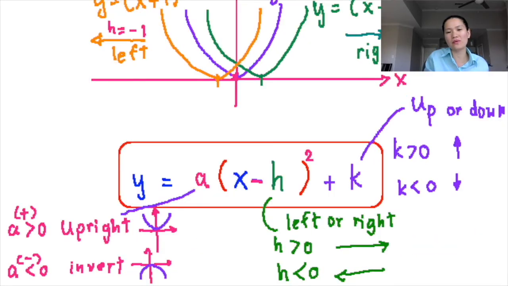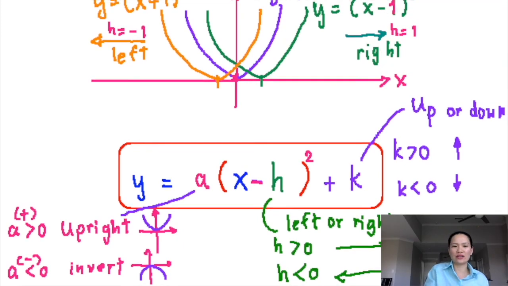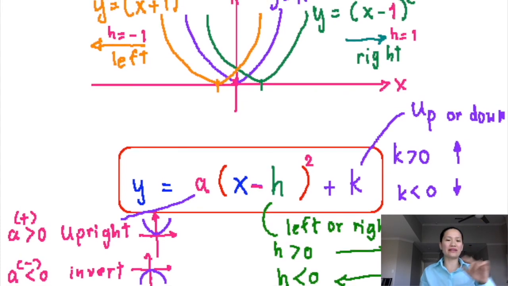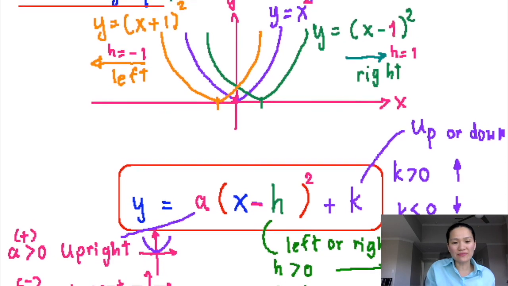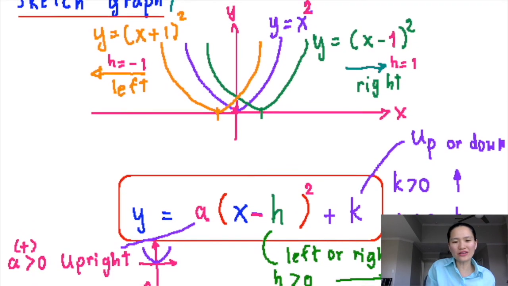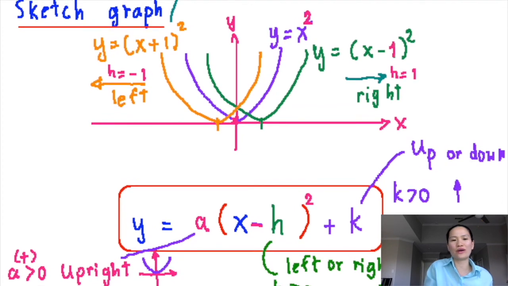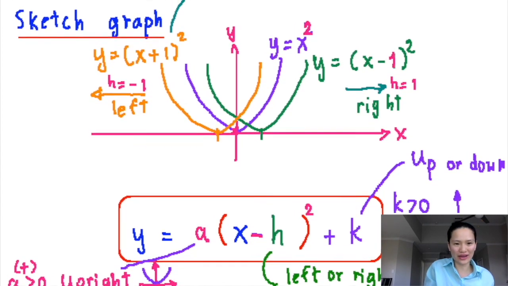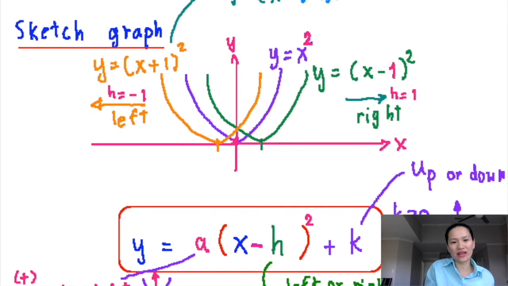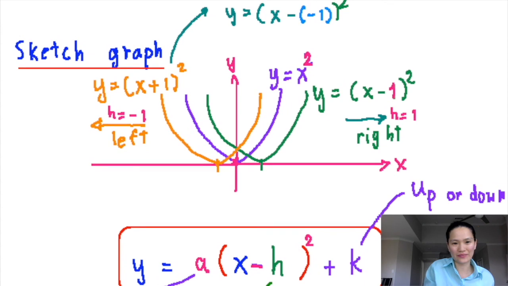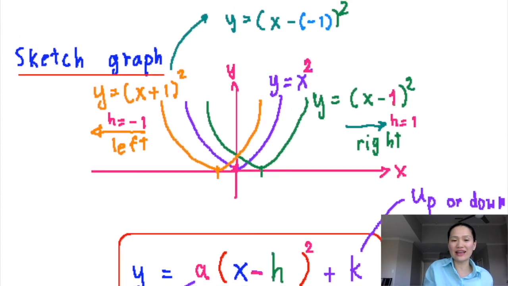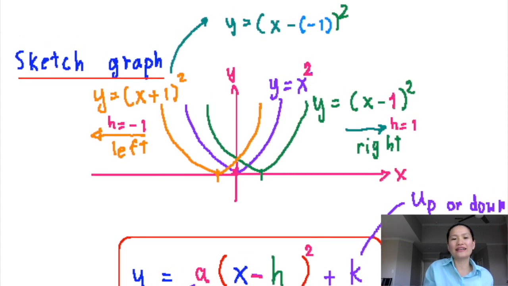Now the purple line here, y equals x squared, shifts right 1 unit. Look at another equation, y equals (x plus 1) squared. You can see that from the purple line, the graph shifts left 1 unit. Why is it 1? Because x plus 1 squared is x minus negative 1, all squared. You can see that h is negative 1.